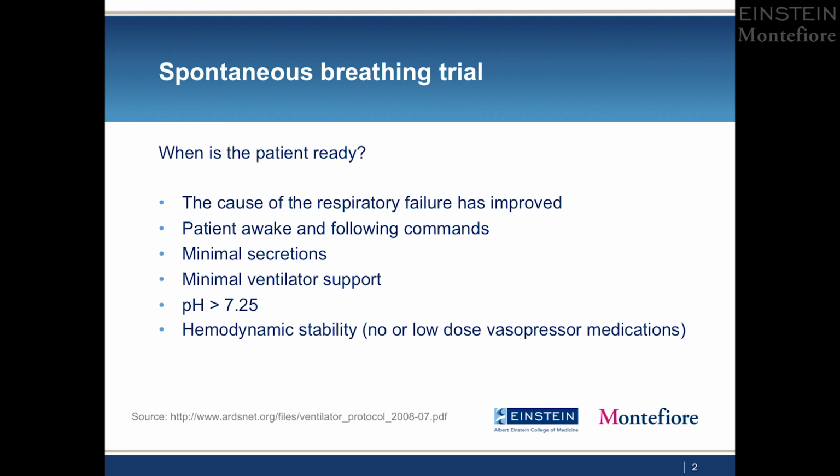When is the patient ready for a spontaneous breathing trial? The patient is considered to be ready when the cause of the respiratory failure has improved. Patient is awake and following commands, has minimal secretions, is on minimal ventilator support, pH is greater than 7.25, and the patient is hemodynamically stable.